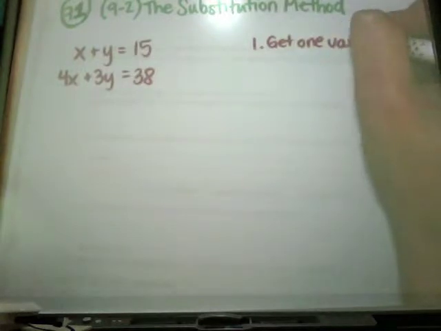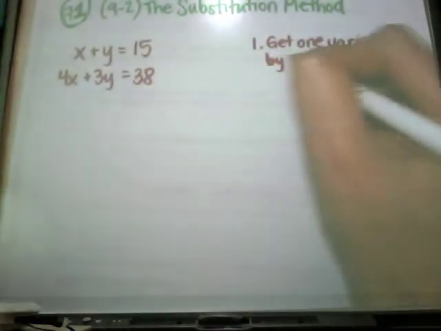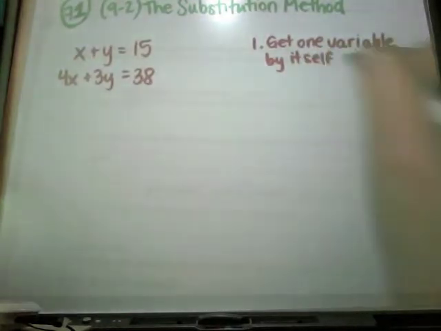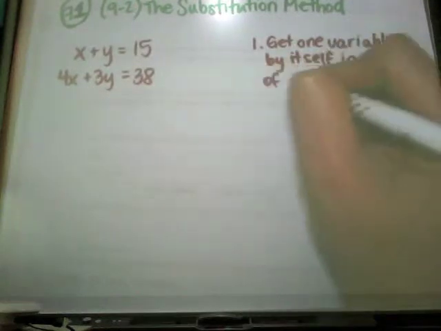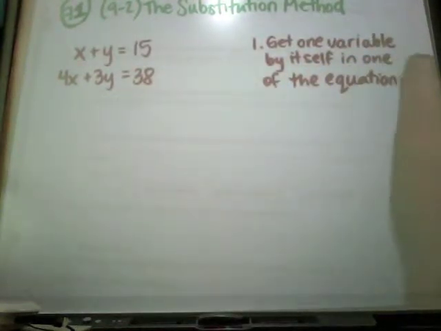The first step is going to be to get one variable by itself in one of the equations. Notice I don't say which variable. You can choose whichever one you like. We're going to get one variable by itself in one of the equations. So what you need to do is look at it and decide where would that be easiest to work.